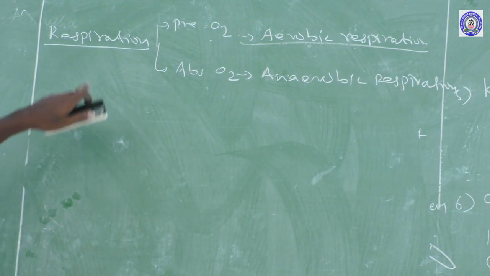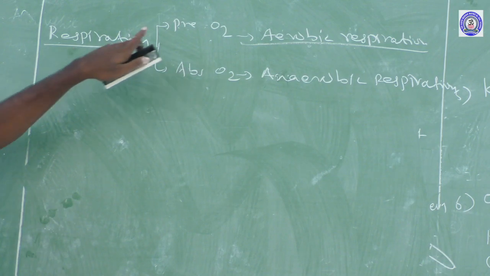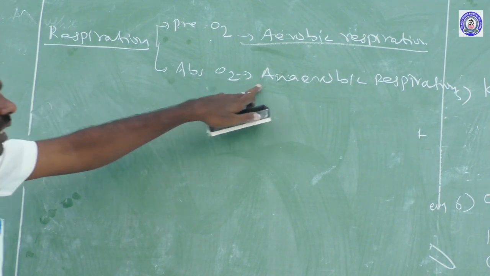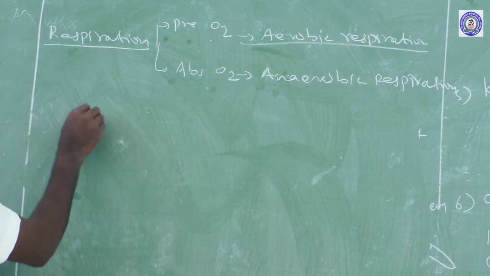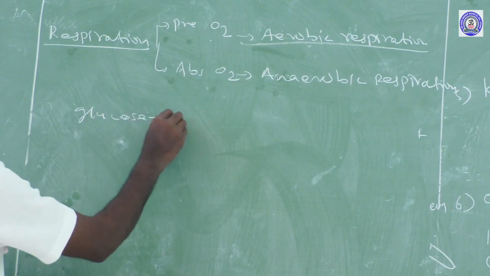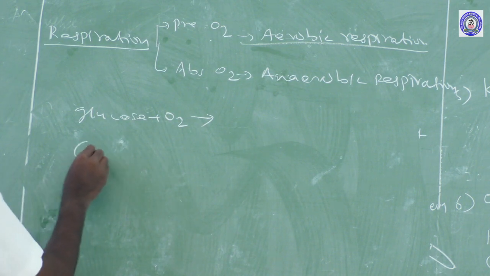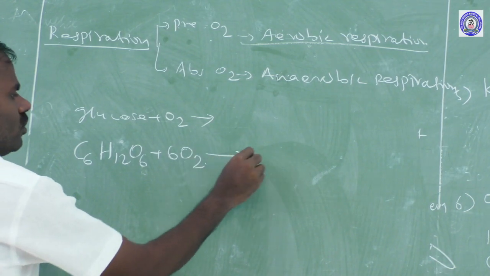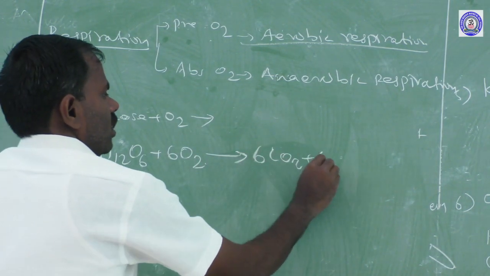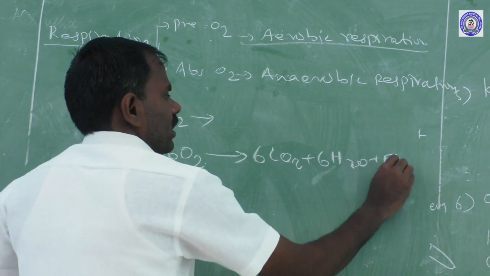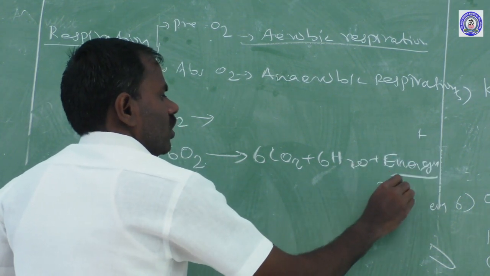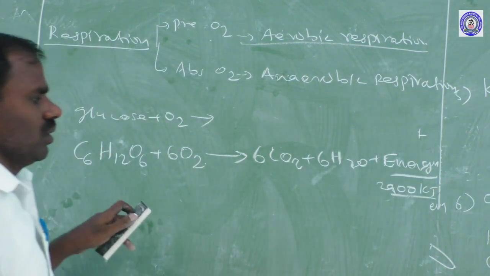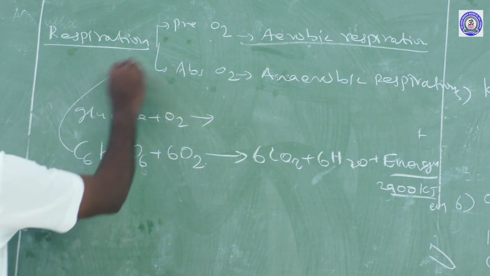Anaerobic respiration. Respiration may be of two types: in the presence of oxygen, it is called aerobic respiration, and in the absence of oxygen, it is called anaerobic respiration. Glucose, C6H12O6, in the presence of 6 moles of oxygen, gives rise to 6 moles of CO2 and 6 moles of H2O, plus energy. 2900 kilojoules of energy.